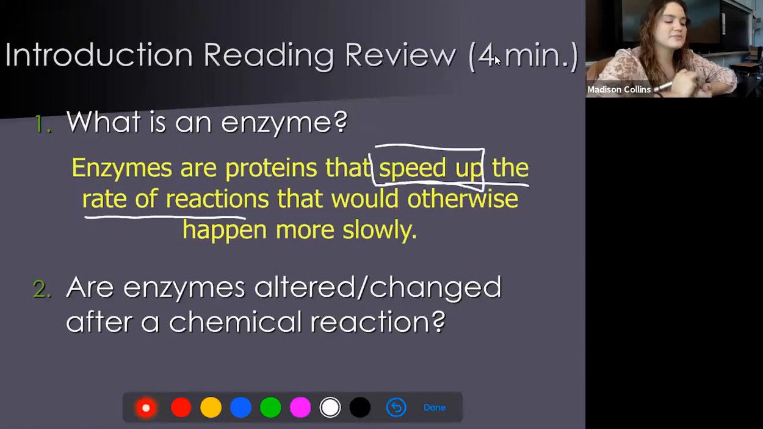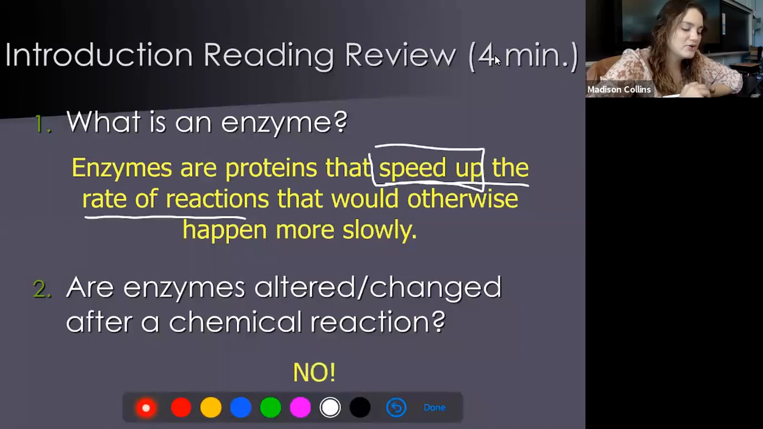Number 2, are enzymes altered or changed after a chemical reaction? The answer is no. So these enzymes aren't used up by the reaction. They're actually recycled. So after they carry out one chemical reaction, they're just going to bounce over and do the same thing a different time. So they're never altered or changed. They're going to be reused constantly.